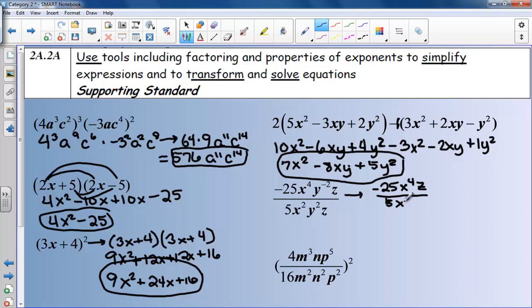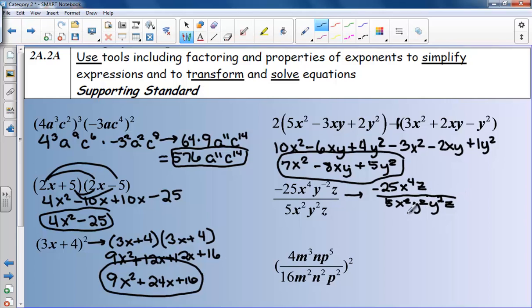X squared, that was a positive exponent. So the y squared, that was already there. But then I'm also going to bring down the y squared from on top. And remember, when I move it, it's now positive.